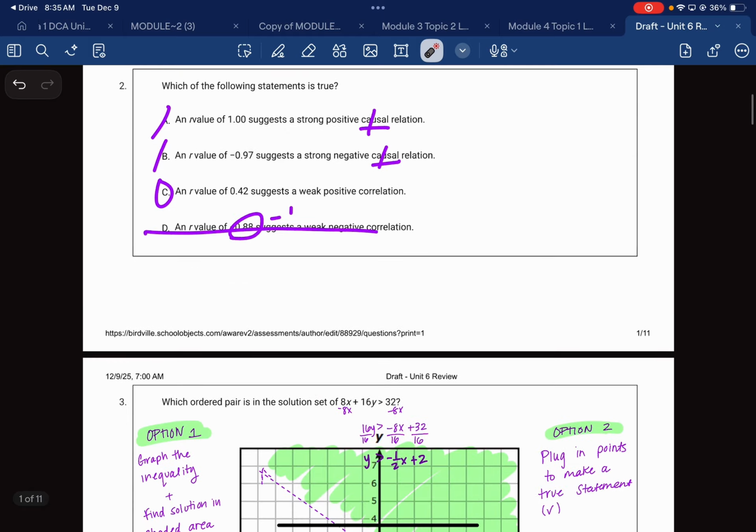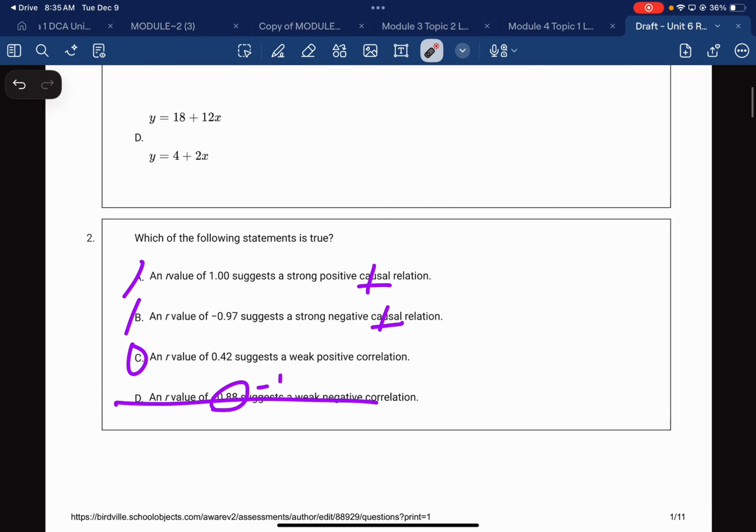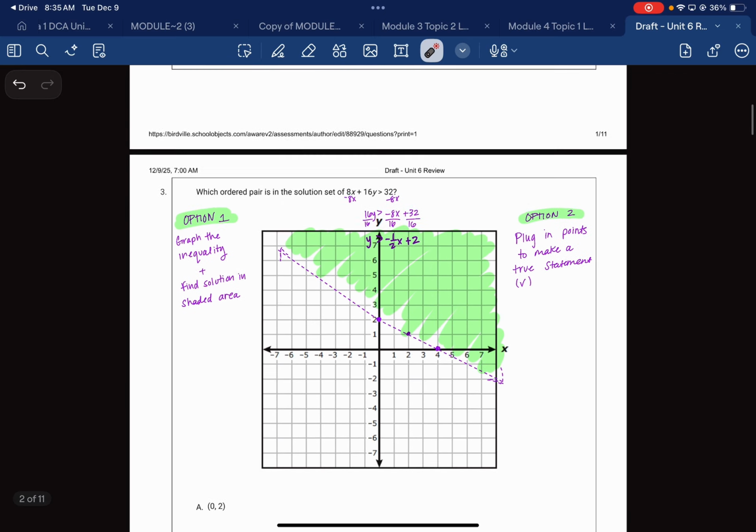All right. This one right here won't be on your test, but it's just kind of a reminder of what type of correlation. 0.42 is a weak positive. We haven't talked about casual, so that doesn't matter.